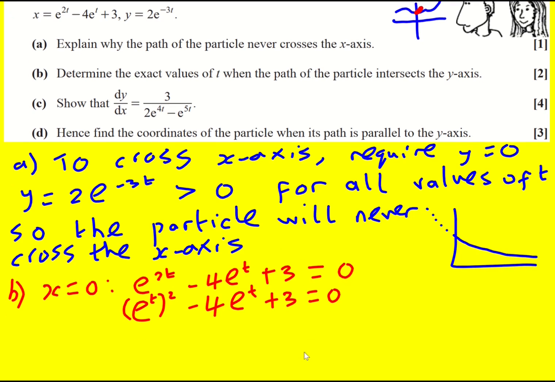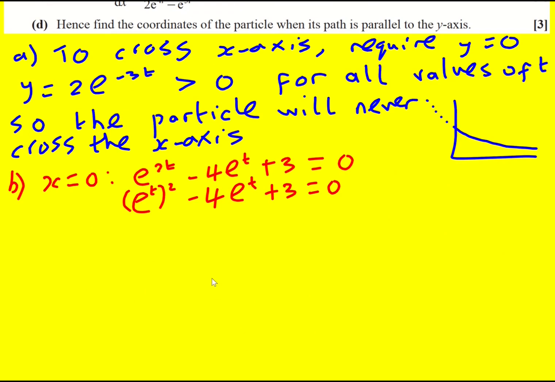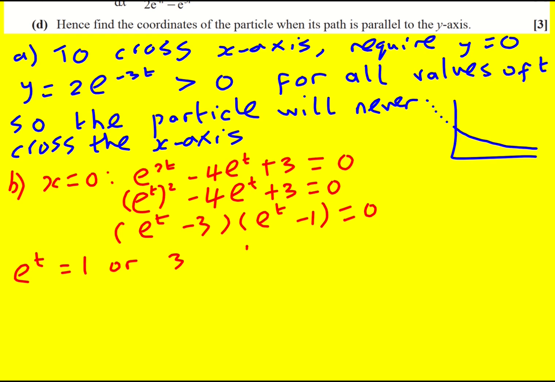Okay, and so you can either do a substitution, u equals e to the t, and then we'll get u squared minus 4u plus 3 equals 0, or you could factorize directly in terms of e to the t, which I'm going to do here. So I'm going to get minus 3 and minus 1. That will work out. So then t is going to equal ln 1, which is 0, or ln 3.